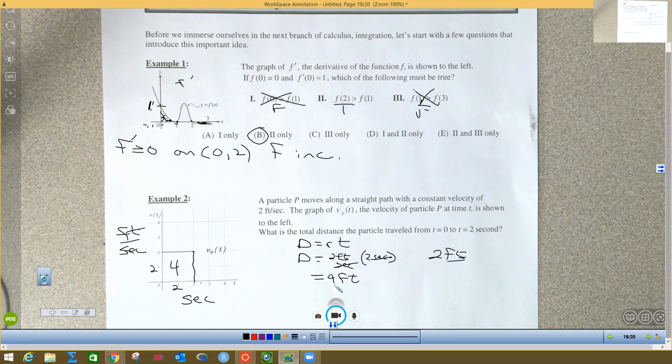And we're doing area right now to get this one. So this is 2 feet per second, times 2 seconds. And again, the seconds reduce to 1. So this is 4 feet.